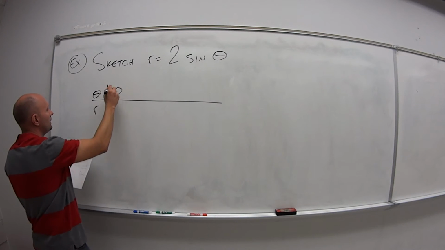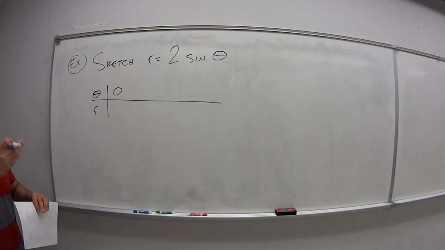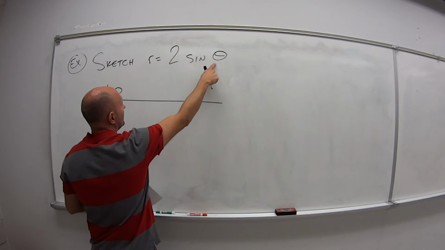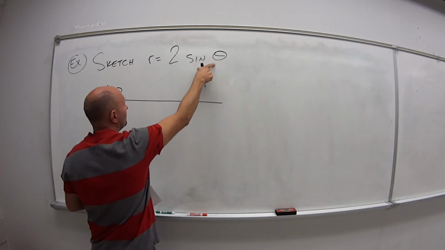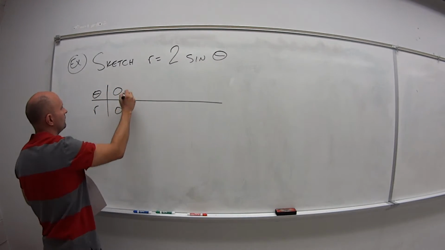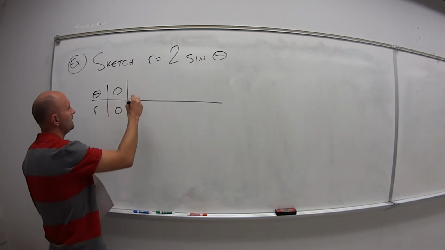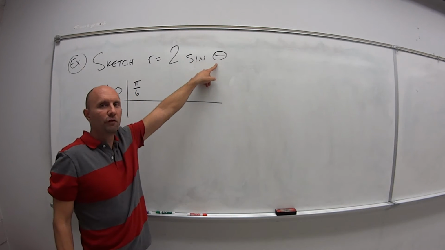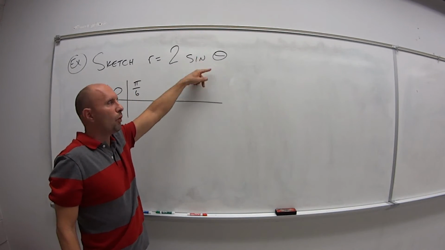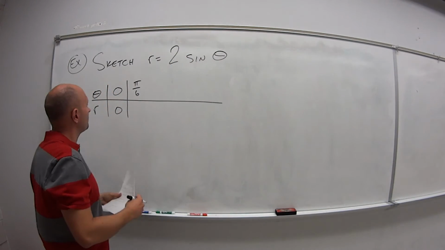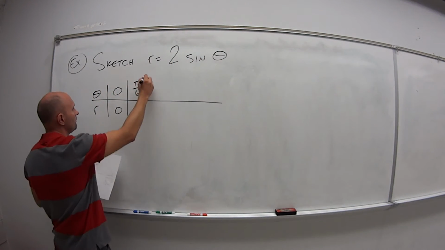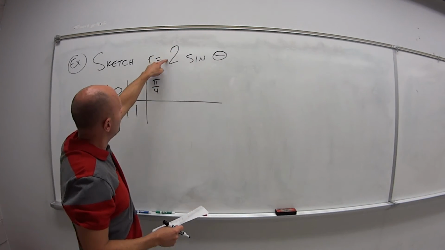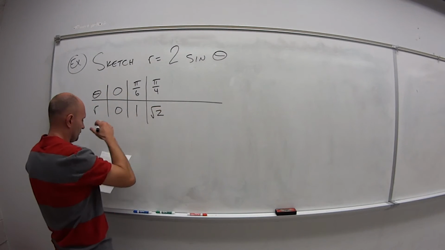And what's the first theta we know? Well, that's when theta is equal to 0. We're just going to pick our different radian measures on the unit circle. When theta is 0, if I plug that in here, sine of 0 is what? It's 0, so 2 times 0 is 0. What's my next radian measure? Pi over 6. If I plug pi over 6 in for theta, sine of pi over 6 is 1/2. 2 times 1/2 is 1. Pi over 4, that's square root of 2 over 2, times 2 is square root of 2.